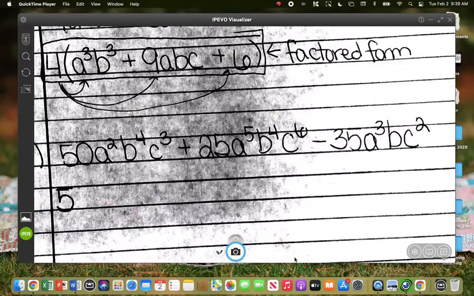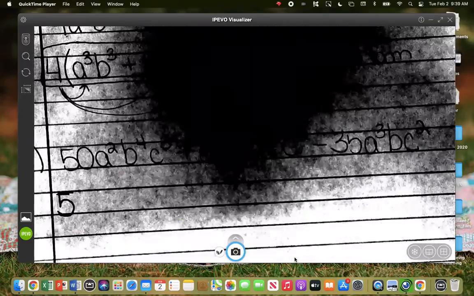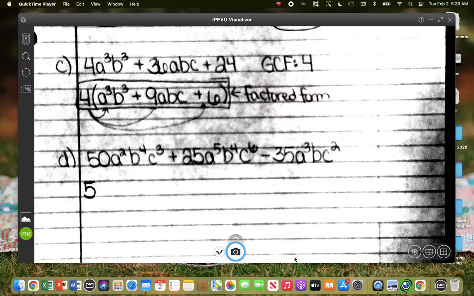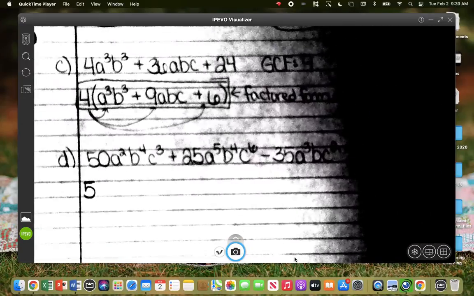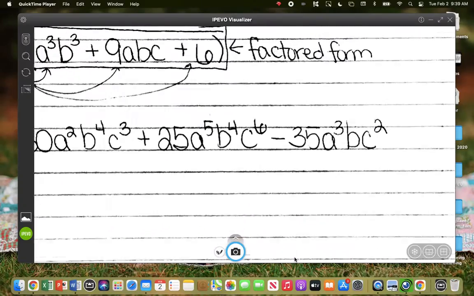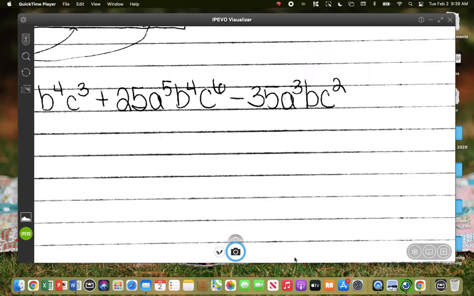Okay, hang on just a second. Let me fix something so that way it stops moving on me. Can you guys see that a little better?